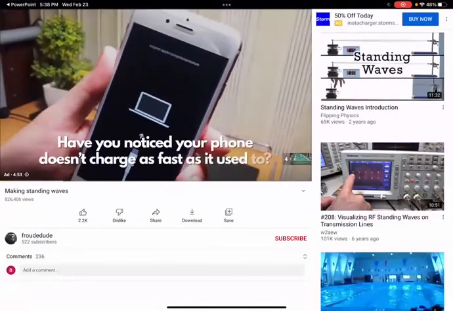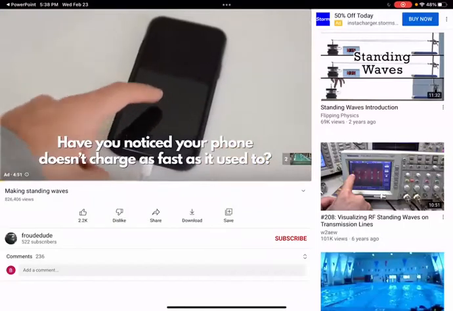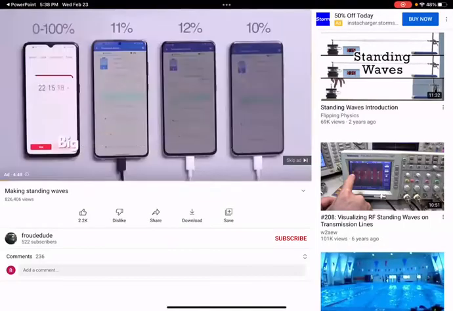Have you ever noticed your phone doesn't charge as fast as it used to? You're not imagining it. Big cell phone manufacturers.